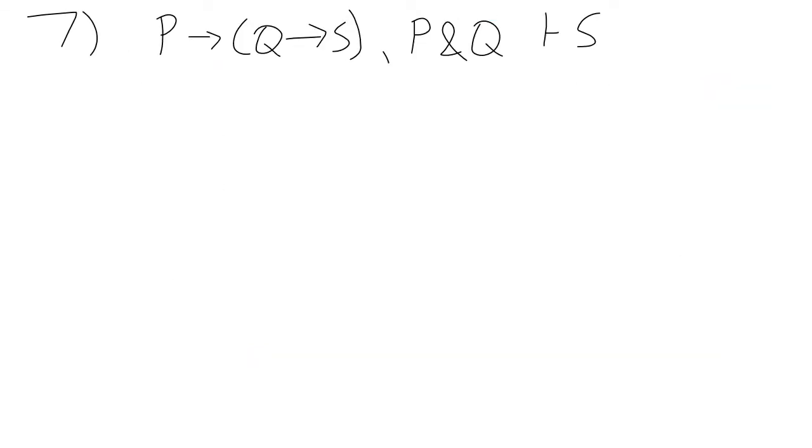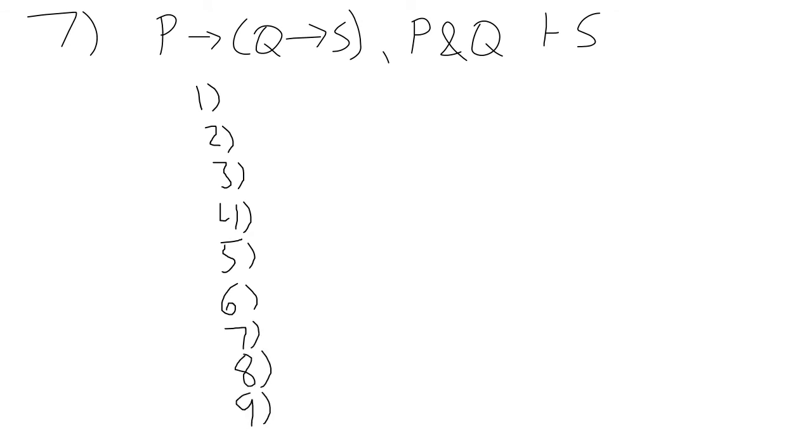Now let's look at proof 7. Starting like I have before with listing all the numbers. Doesn't matter if I use them all. How many premises do I have? I have 1, 2.